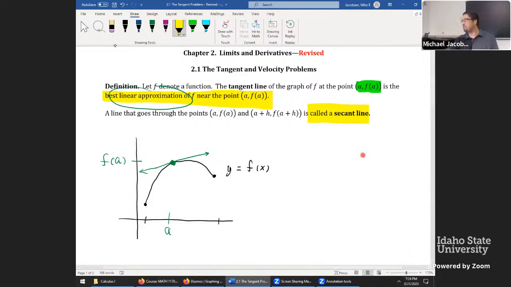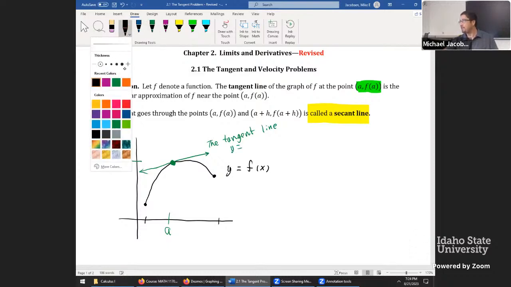Okay, so we have a best linear approximation, and this is what we're referring to as the tangent line. Because it's a tangent line, it has an equation. It's y equals mx plus b.